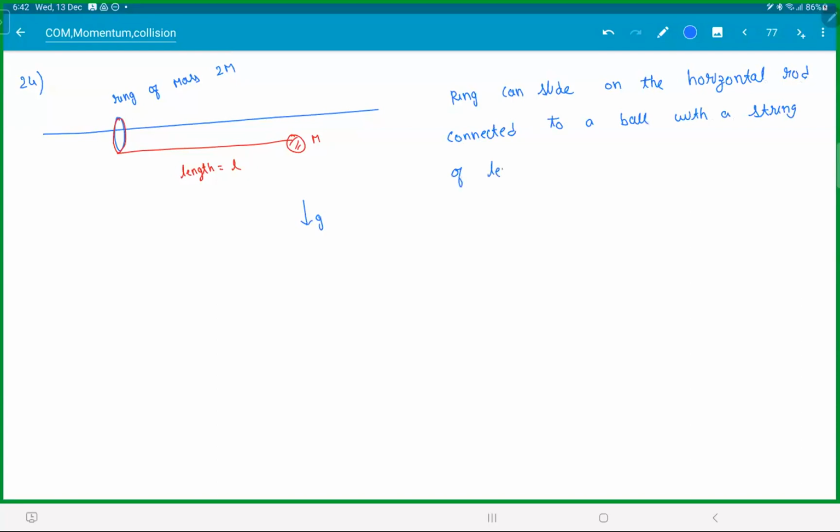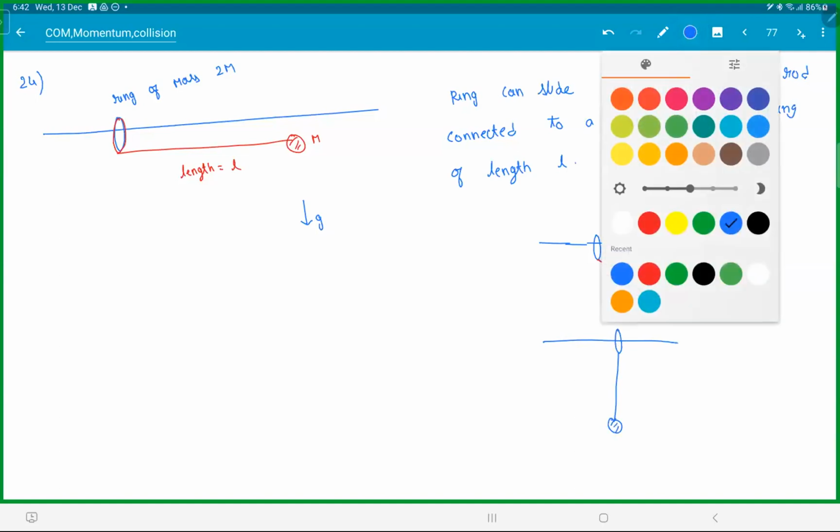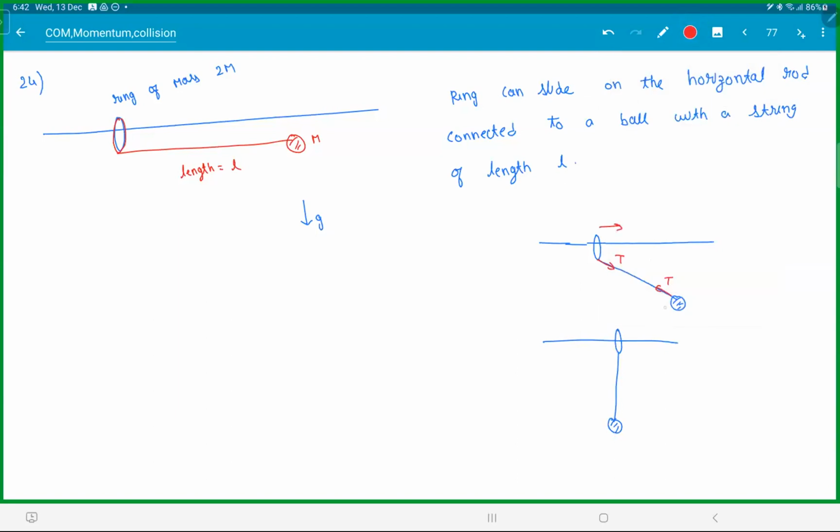So if you leave this, what will happen? How do you think it will go? If you leave this, this is what will happen. The ring will be here. The ball will come here. The tension is pulling this ring and the tension is pulling this guy. So after some time, the ring will come here and the ball comes here. Isn't this how the motion goes? The ring is moving to the left. The ball is coming towards the right. They're moving towards each other and finally they become vertical like this.